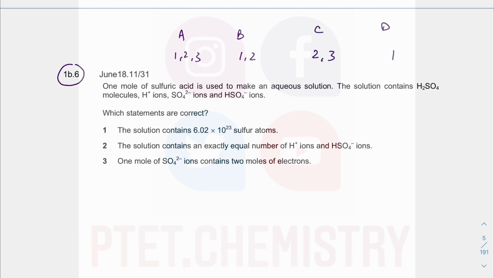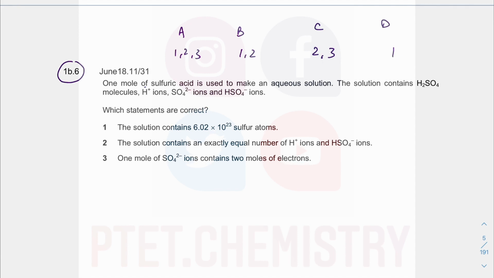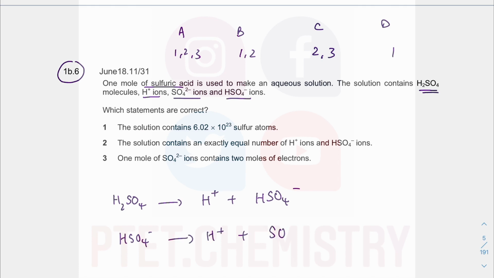So in this first question, we are told that 1 mole of sulfuric acid, so sulfuric acid is H2SO4, is used to make an aqueous solution. So in that solution, you have H plus ions, you have SO4 2 minus ions, and you have HSO4 minus ions. You can imagine H2SO4 dissociates to give you H plus and HSO4 minus, but then the HSO4 minus can further dissociate to give you a second H plus and SO4 2 minus.